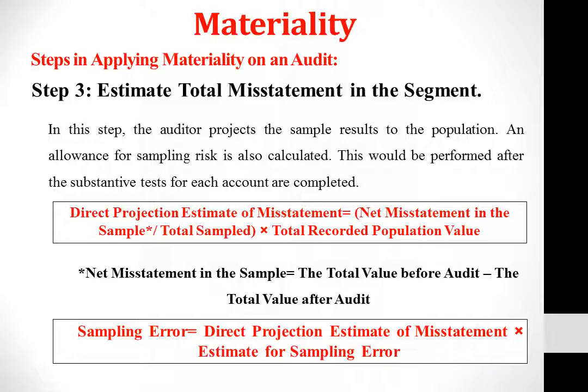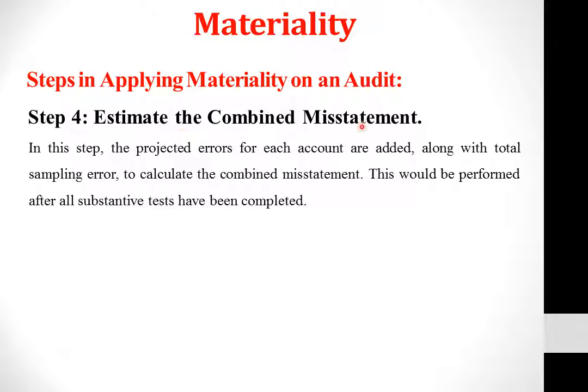In step 4, we are going to estimate the combined misstatement. This means we are going to sum all misstatements of the financial statements. So we are going to get each account, project errors for each account, add them to each other plus total sampling error to calculate combined misstatements. Okay, this would be performed after all substantive tests have been completed, and from step four we are going to end our process. Now we are preparing ourselves as an auditor to give an opinion and issue a report.